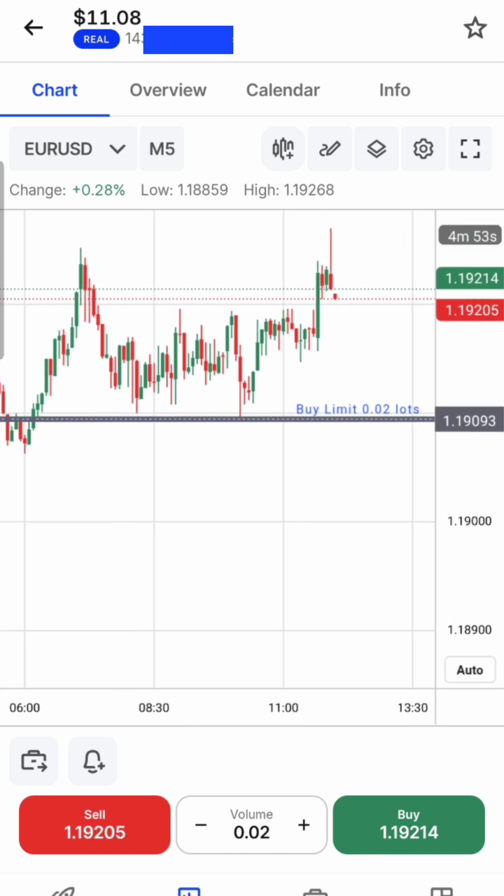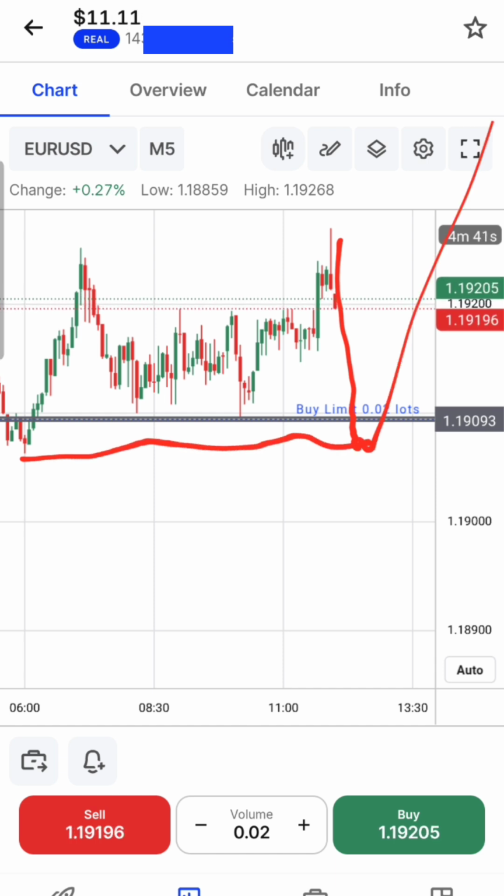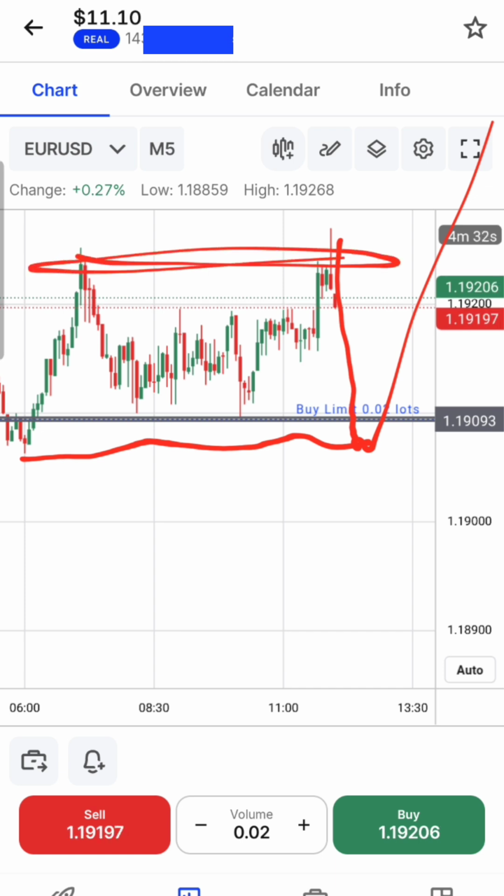Good. I'm trying to see that you're seeing everything. From this point that they are, let me use red color, they will just come down like this, coming to mitigate this area, then they go. That's what I believe. So that is why I'm having that entry at that point, and I'm targeting this area as my take profit. That's it.